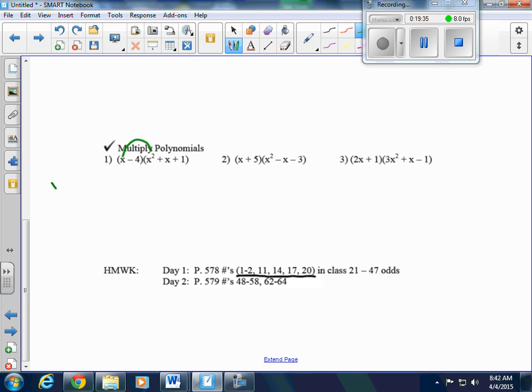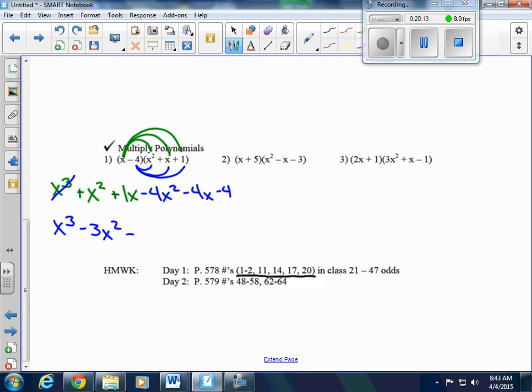So x times x squared is x cubed. X times x is x squared. X times 1 is 1x. Now I'm going to take the negative 4 and distribute that. So that's negative 4x squared. Negative 4 times x is negative 4x, and negative 4 times 1 is negative 4. And now we add our like terms together, where it's going to be x cubed minus 3x squared minus 3x minus 4.